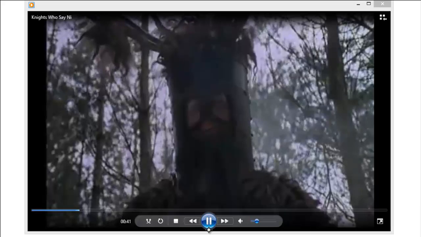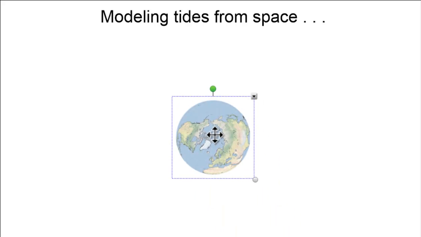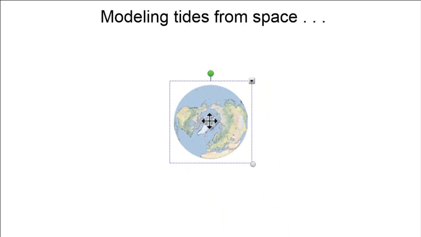So now that we know that the spring tides have the highest high tides and the neap tides have the lowest high tides, it's important to try to understand what these tides look like from space, or at least one way to model those tides from space. So let's say that we've got the Earth, okay? We're looking down on the Earth. This here is the North Pole, okay?